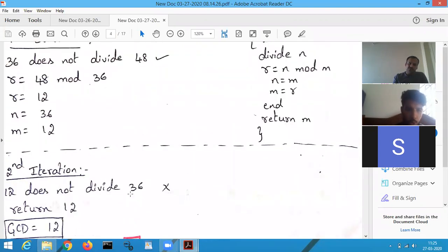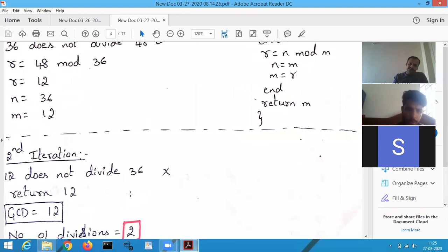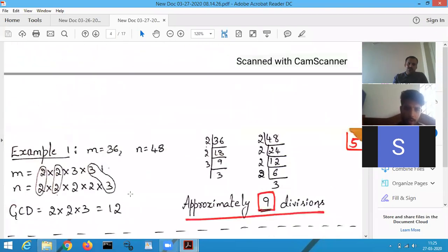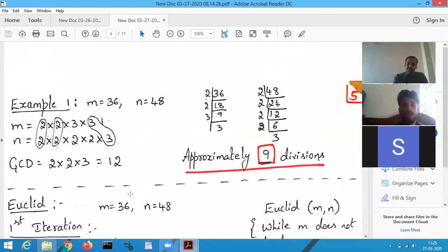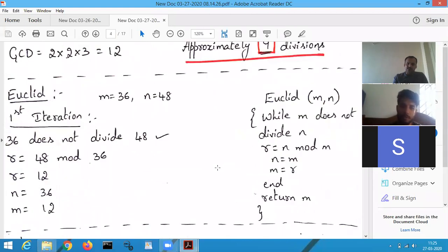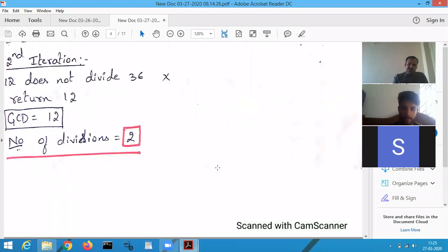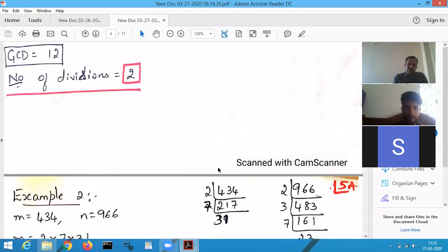That means I can say that Euclid's algorithm performs better than the school level algorithm, because the number of divisions is more in the school level algorithm compared to the Euclid's algorithm. Okay. Now let us take one more example.